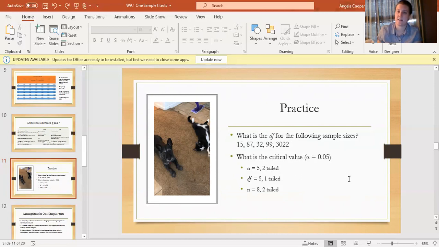For a sample size of 87, it'd be 86 for the degrees of freedom. For a sample size of 32, 31; 99, 98; and 3022, 3021 for the degrees of freedom.